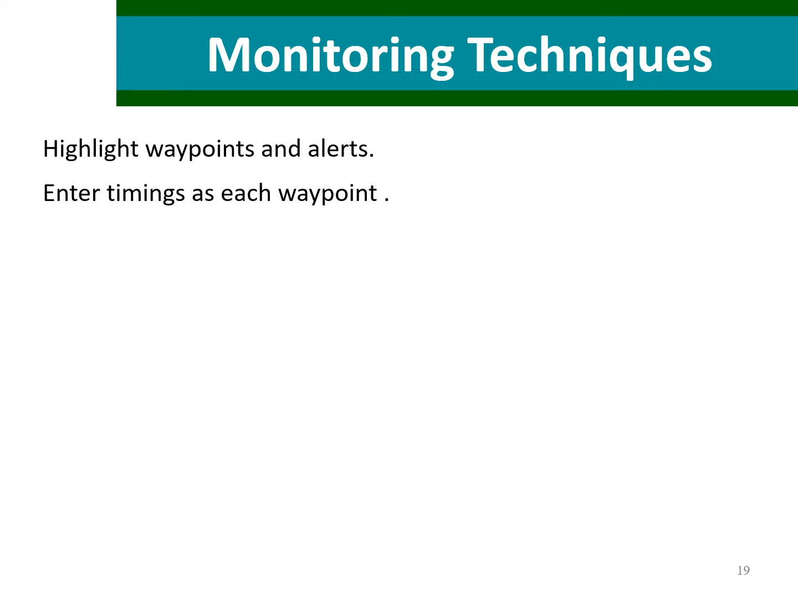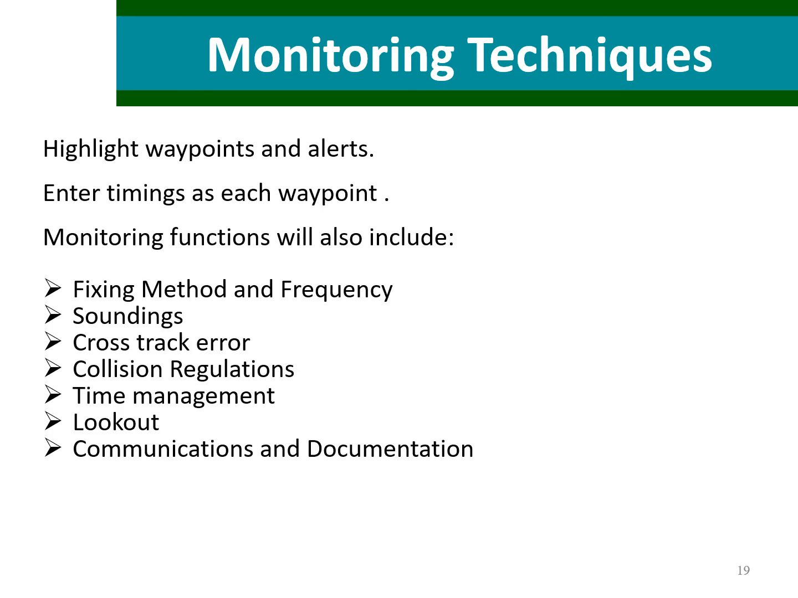Some of the monitoring techniques are highlighting the waypoints and alert points. Alert points are points where cautionary advice is required, where the vessel has to be on high alert. It could be areas of low depth, no-go areas or piracy infested areas, similar areas. Enter timings of each waypoint as you cross them. Monitoring functions also include fixing the ship's position, especially if you are in coastal waters or pilotage waters. It should be done more frequently. Monitor the soundings using the echo sounder, and monitor the cross track error, so the vessel is not deviating too far from its intended track. It will deviate a little bit, but it should not deviate too far. Sometimes the master has certain rules about it, so if it deviates beyond the minimum cross track, then the master needs to be informed.